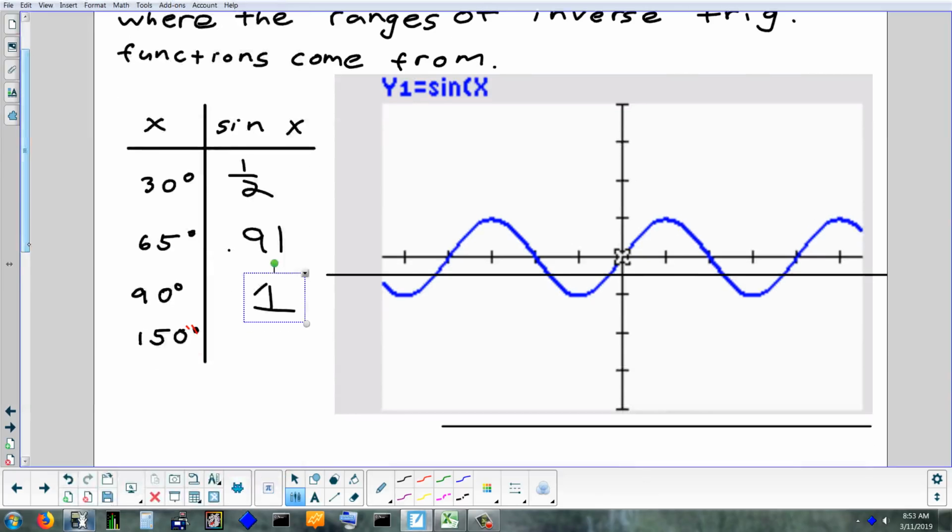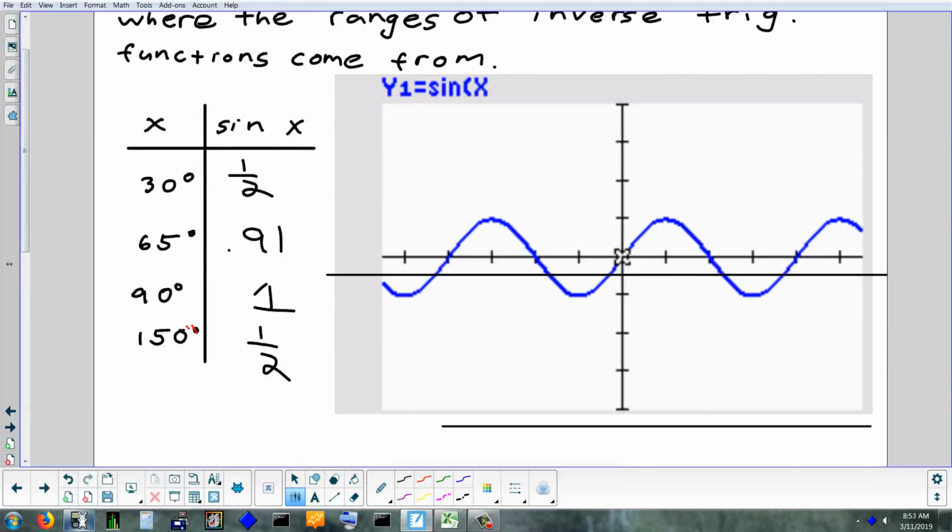1/2. Anybody see what the problem is now? What just happened? 30 and 150 are the same. Right, we have 2 numbers in the right column that are the same.